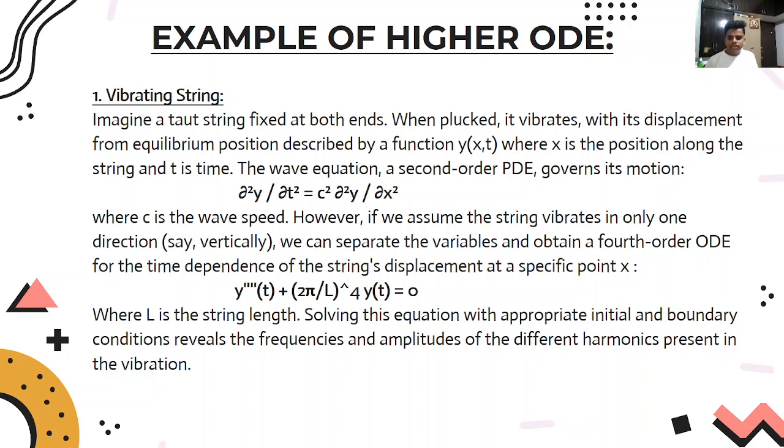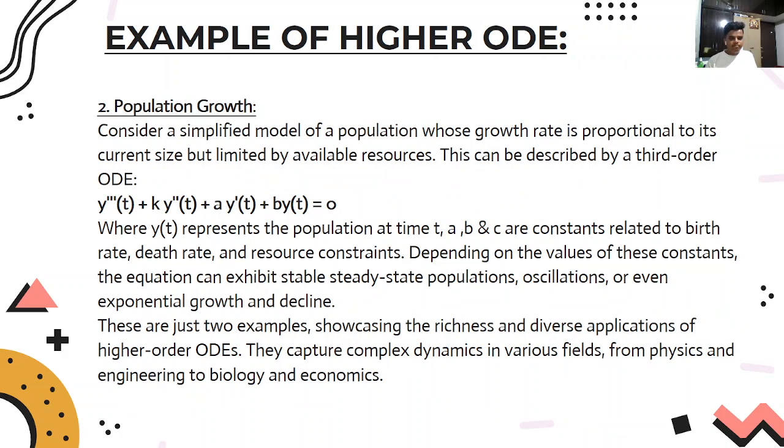However, if we assume the string vibrates in only one direction, let us say vertically, we can separate the variables and obtain a fourth order ordinary differential equation for the time dependence of the string's displacement at a specific point x. Then you can see an equation where L is the string length. Solving this equation with appropriate initial and boundary conditions reveals the frequencies and amplitudes of different harmonics present in the vibrations.